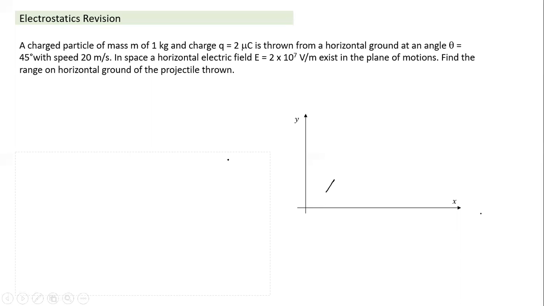So u and theta are given. This is u, the speed of projection, and the angle is 45 degrees. But there's a bit of difference here. This is mass, and it also has a charge. Charge q is 2 microcoulomb. And in the space, there's a horizontal electric field. So because of the presence of the horizontal electric field, in addition to gravitational force, electrostatic force will also act.